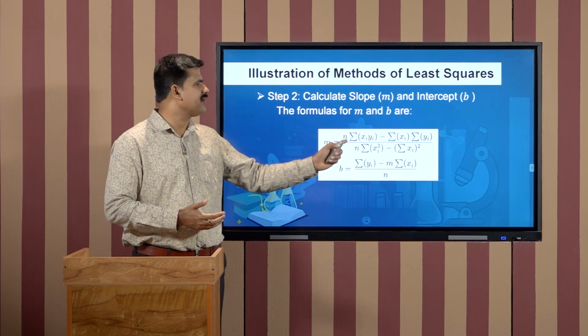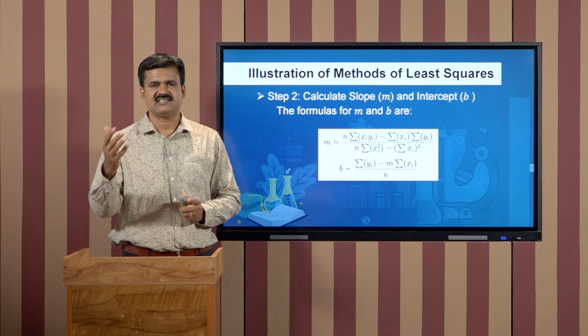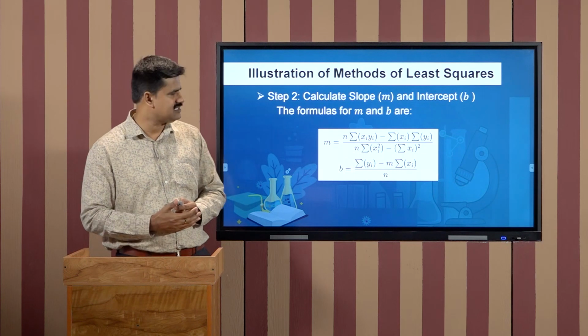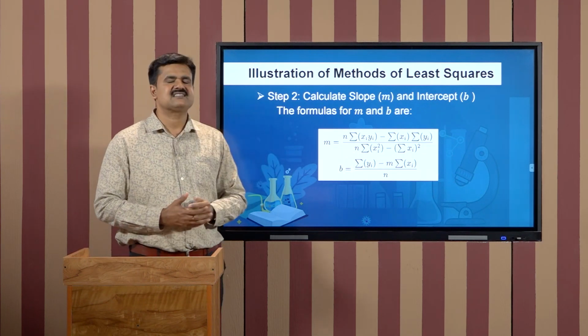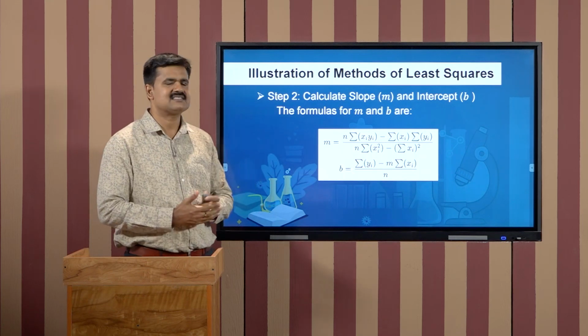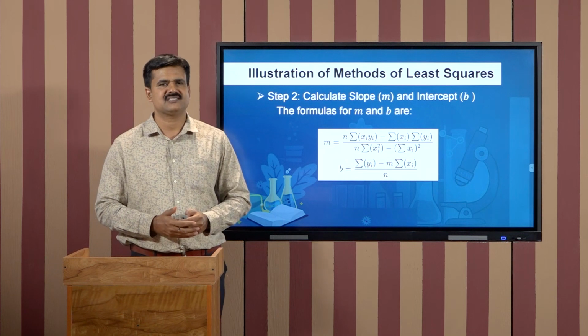So, the slope can be calculated by using the expression, where xi and yi are the different data values which you plotted along the x and y directions. b represents the y-intercept and m represents the slope. So, you have to calculate m and b based on these expressions.